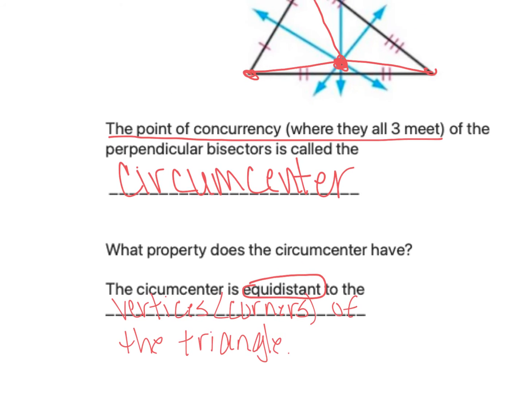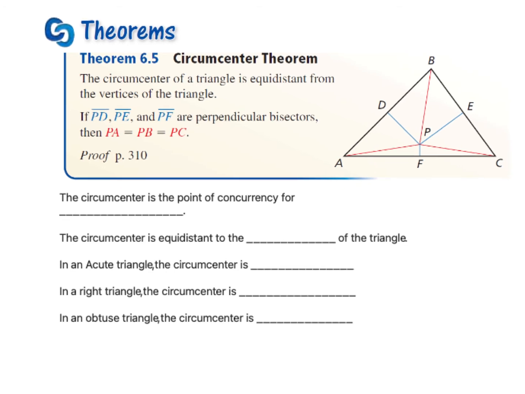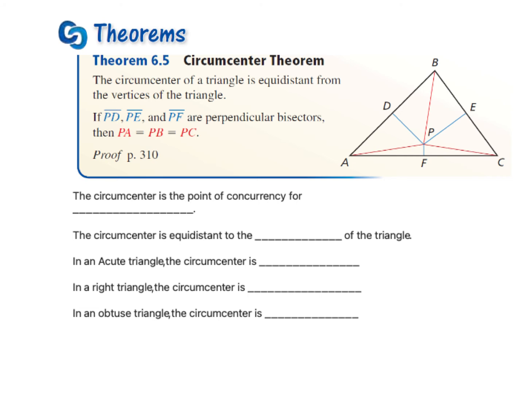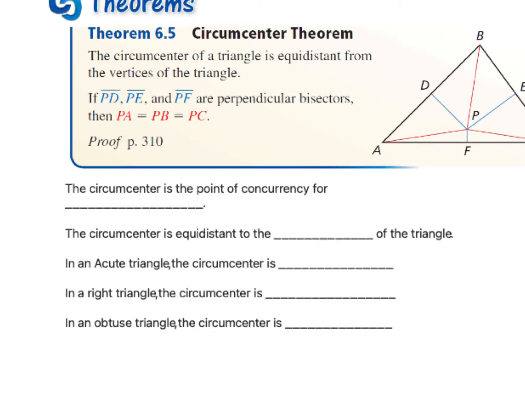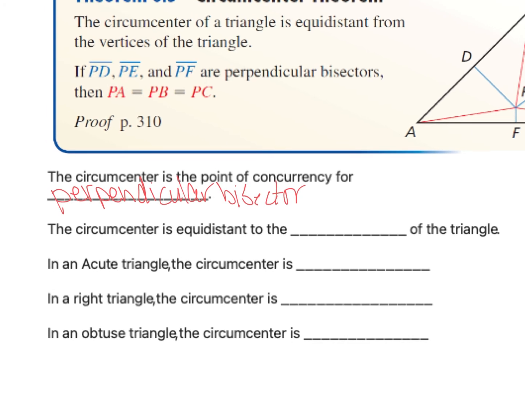Okay, so let's put that into practice just a little bit here. One other thing that you should have learned from the GeoGebra activity that we did is some vocabulary. The circumcenter is the point of concurrency we just talked about for the perpendicular bisector. So circumcenter and perpendicular bisector go together. The perpendicular bisectors meet at the circumcenter.